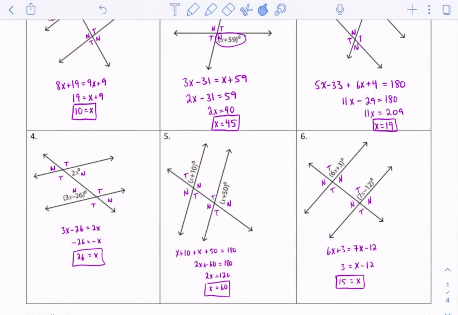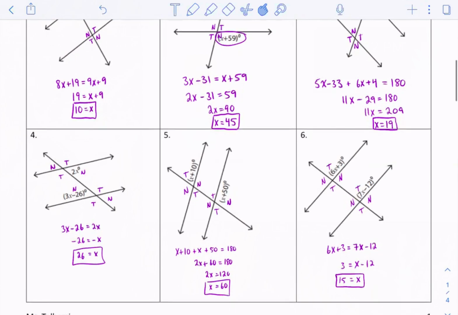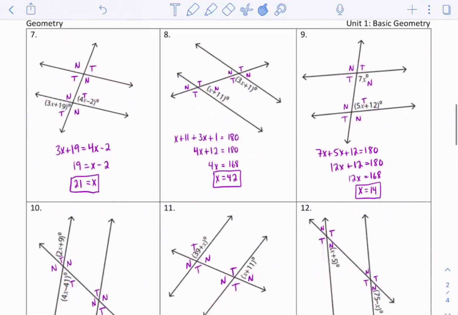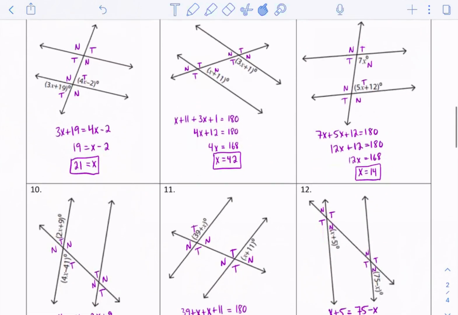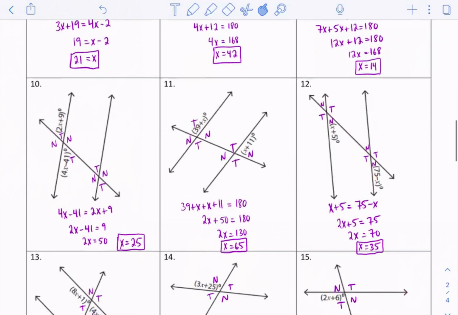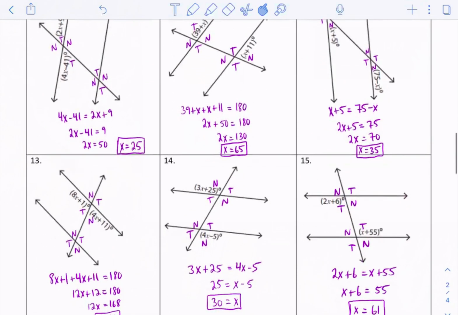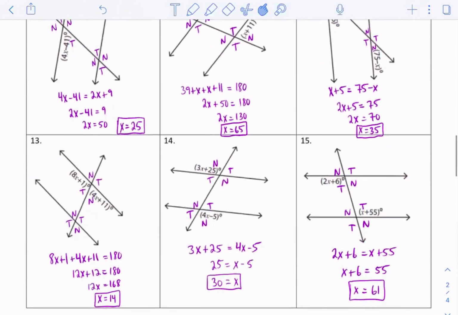Recognize that if they were the same letter, I'd set them equal. If they were different letters, I added them to 180 because they are supplementary. Here are some more. Pause it wherever you need to. And hopefully you understand now the relationship in the angles when you have parallel lines cut by a transversal.